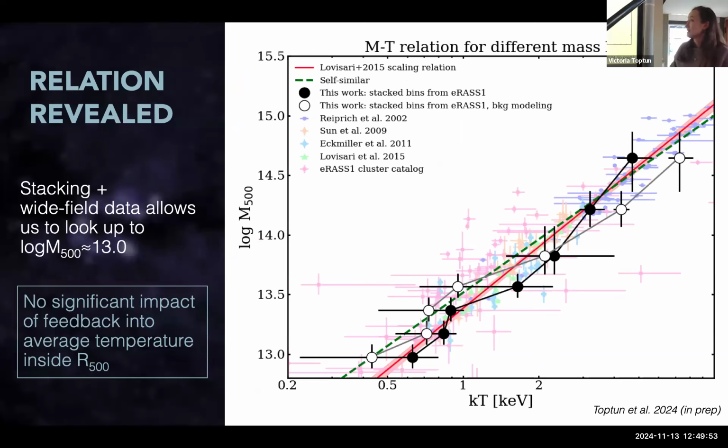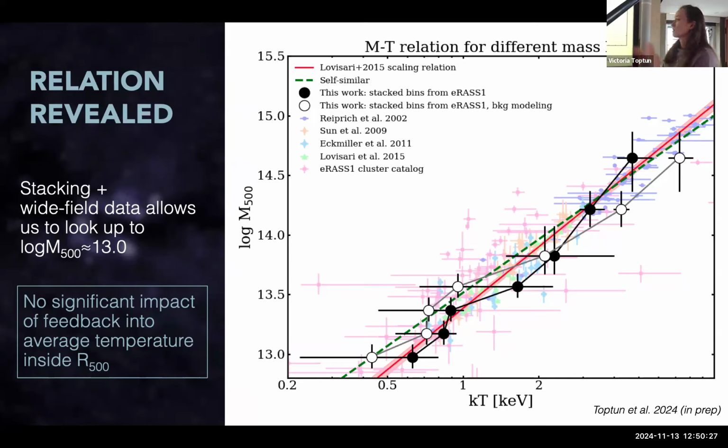And as a result, we can trace temperatures of halos up to 10^13 solar mass using these optical catalogs together with X-ray wide field survey. And here you can see that we are consistent within the error bars with both the Lovisari relation and the self-similar relation. So if we are seeing some impact of feedback on average temperature inside R500, this impact probably is not that big.